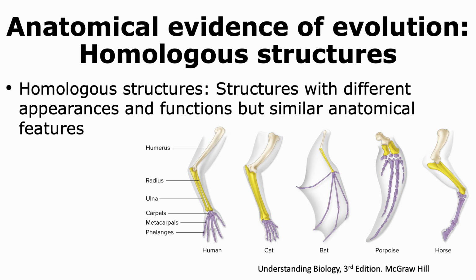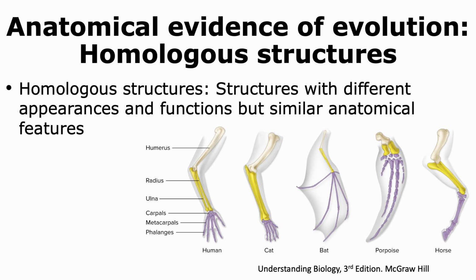In addition to the fossil record, there is also anatomical evidence that supports the theory of evolution. Homologous structures are structures that are present in related organisms that have different appearances and functions, but because they arose from a same or common ancestor, they show similar anatomical features.